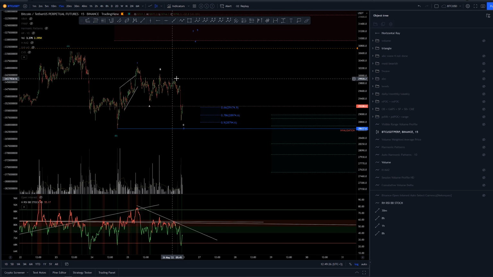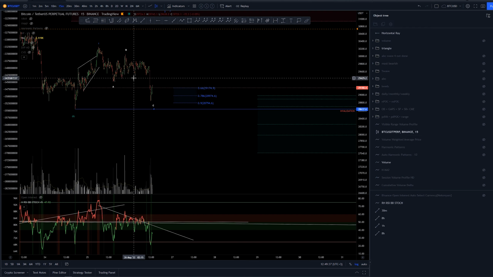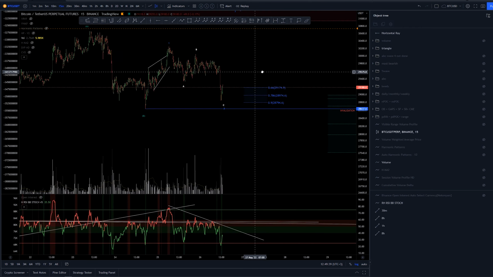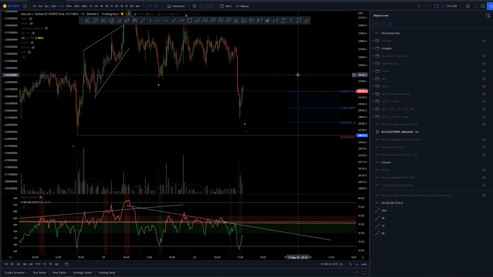At this point, again, we have some kind of C wave here. Most likely, we would be looking at some kind of 3-wave pattern, most likely an ABC structure, and now we would be looking for higher prices.